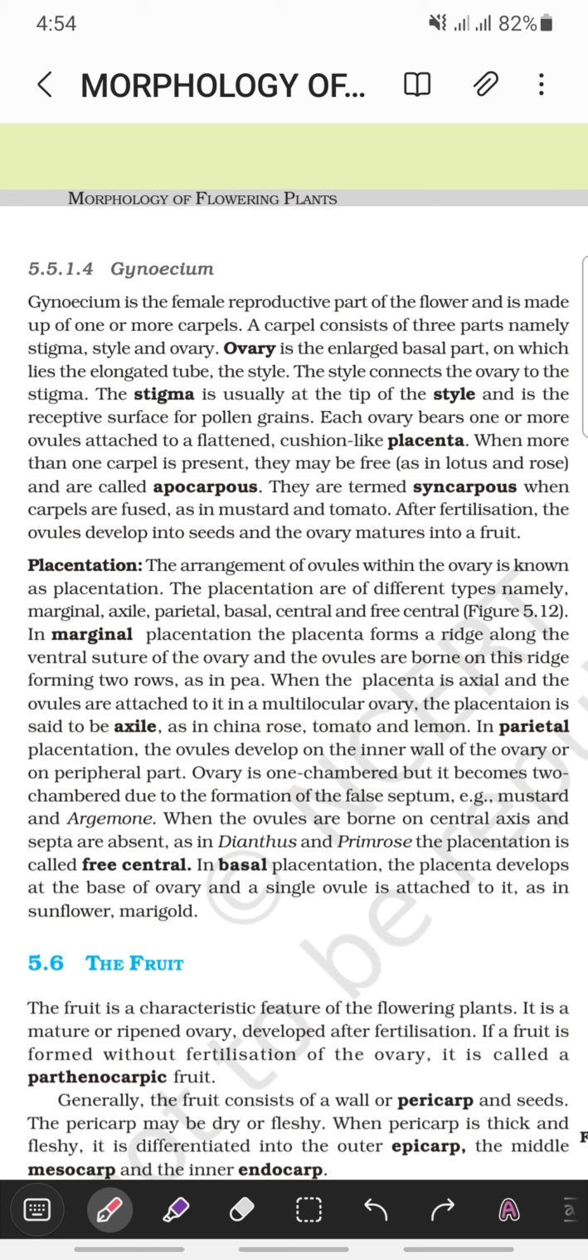When more than one carpel is present, they may be free, as in lotus and rose, and are called apocarpous. They are termed syncarpous when carpels are fused, as in mustard and tomato. After fertilization, the ovules develop into seeds and the ovary matures into fruit. Placentation. The arrangement of ovules within the ovary is known as placentation. The placentations are of different types, namely marginal, axile, parietal, basal, central, and free central.